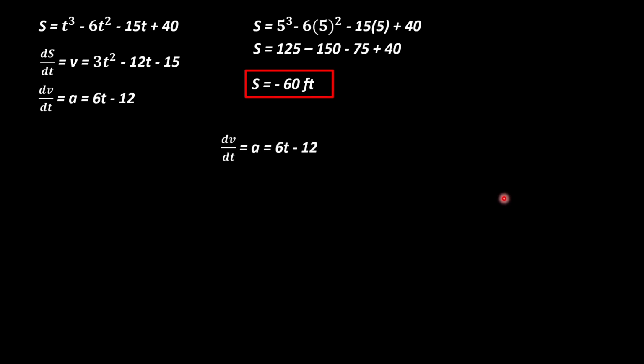Okay? Then, acceleration at that time. So, gamitin na natin yung acceleration equation. So, substitute yung time, 5 seconds. 6 times 5 is 30 minus 12. That will be 18. Acceleration at that time is 18 feet per second squared. Okay? Yan yung pagganyan kapag variable acceleration. Last problem.